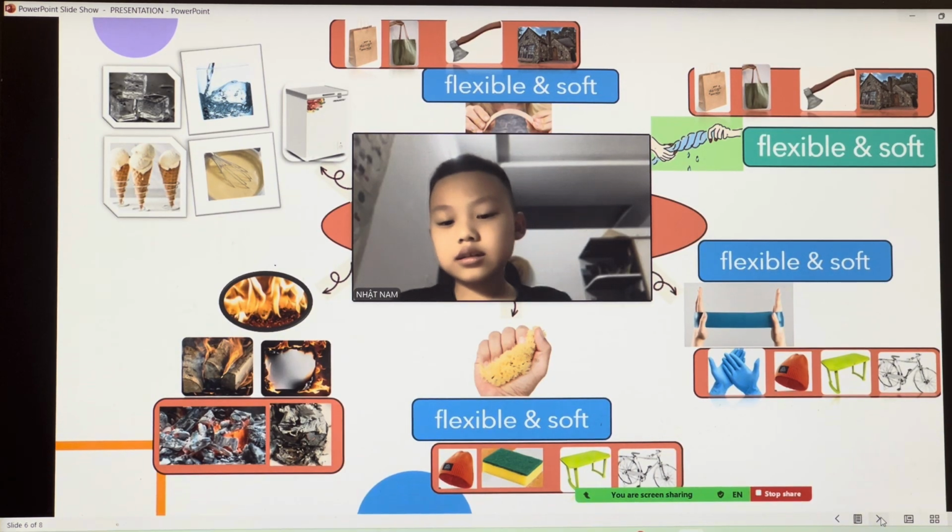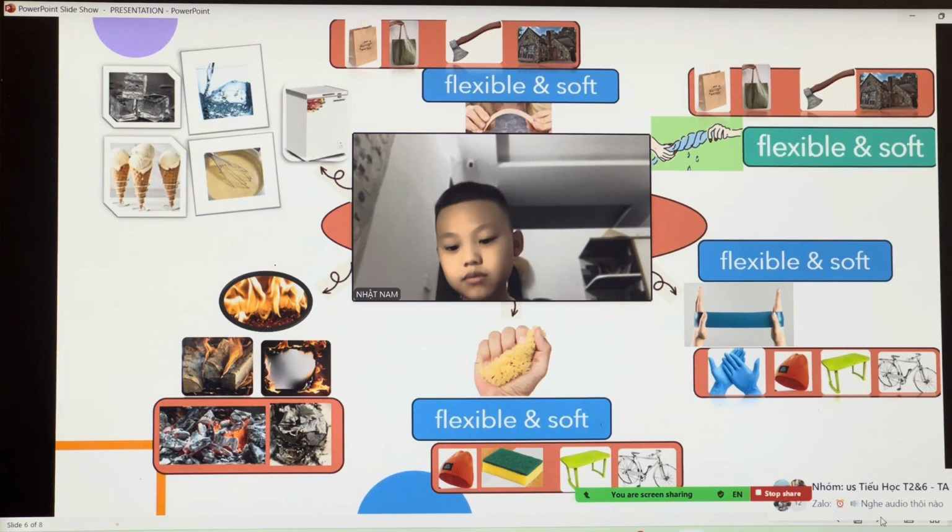Now, Nhật Nam, when you burn the leaves, what do you get? When we burn the leaves, we can get ash. Okay, good job. Nhật Nam, tell me, after you use the paper, what should you do? Should you burn the paper or what should you do so we can protect our environment?